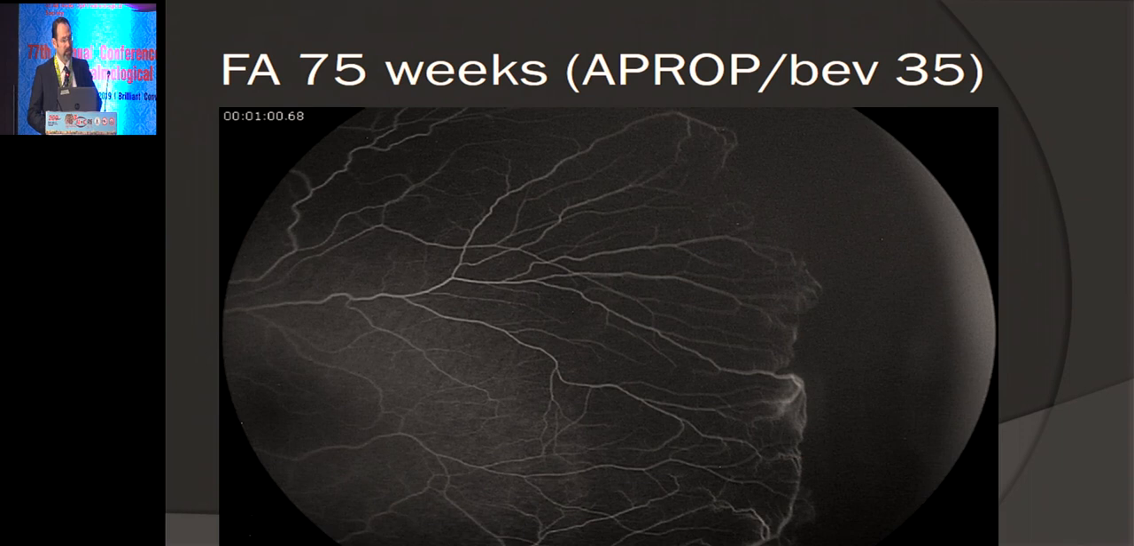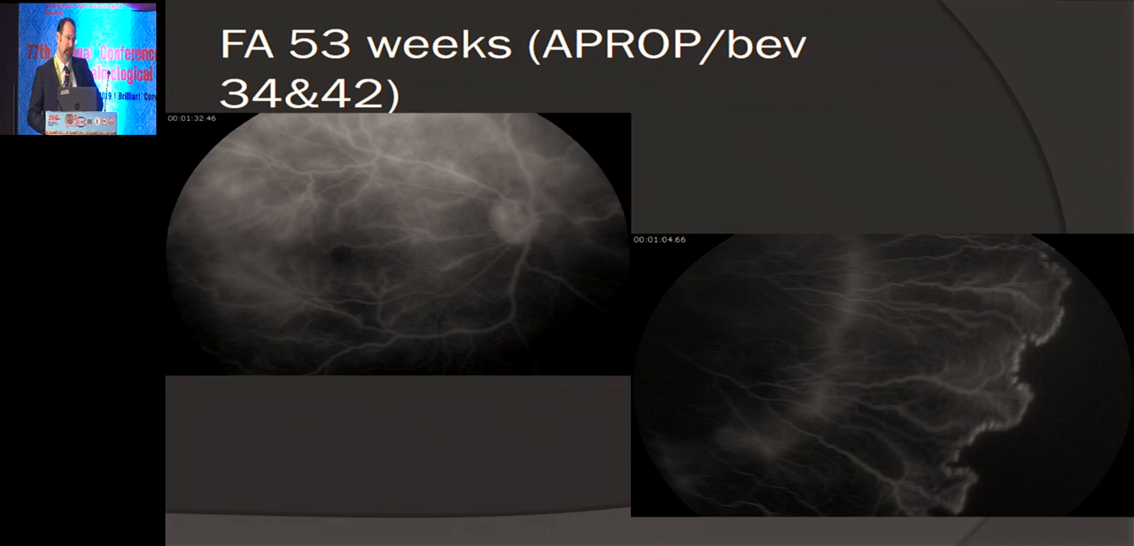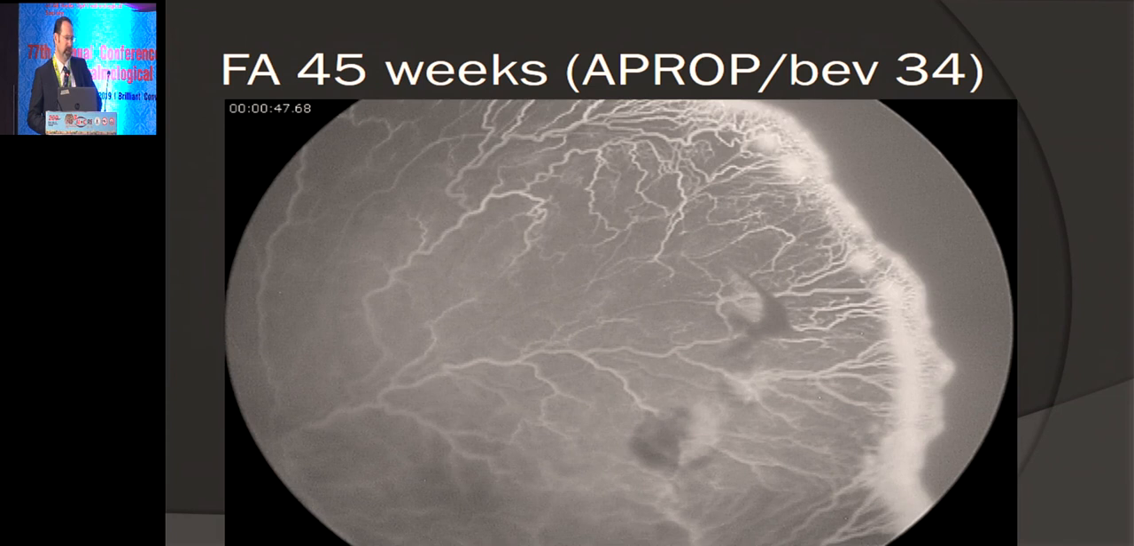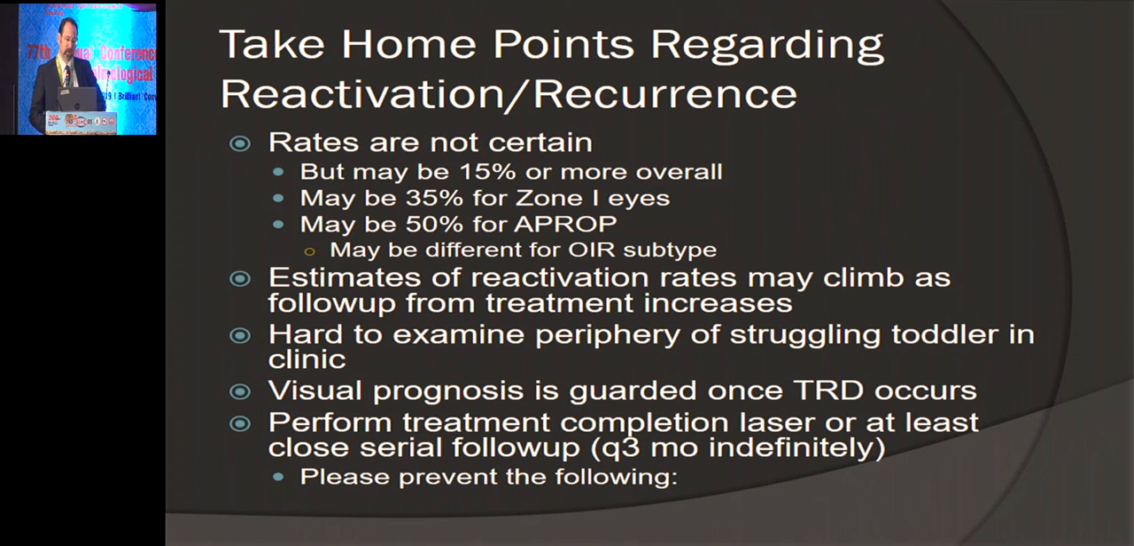This baby had acute reactivation. As you can see, the large amount of leakage posteriorly at the original site as well as the anterior terminus. This again has posterior leakage and anterior leakage in a large area of avascular retina. This baby was treated acutely. So the take-home points is their reactivation rates aren't certain, but they may be roughly 15%, but are higher for zone one and higher for APROP eyes.